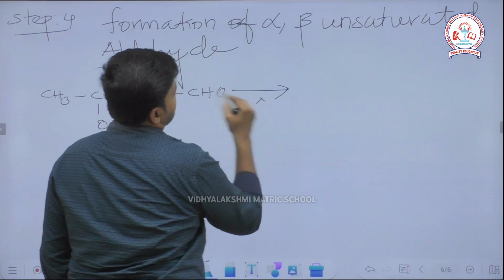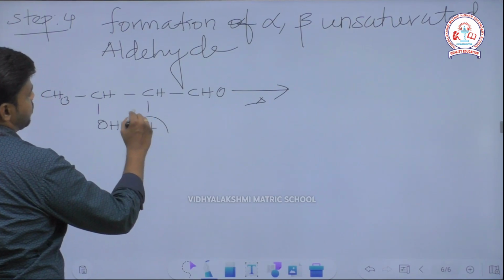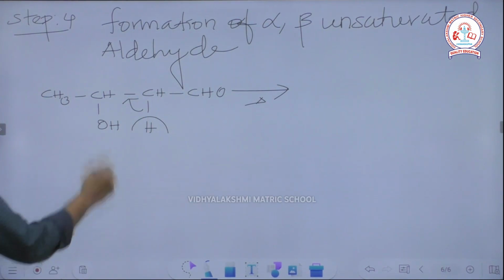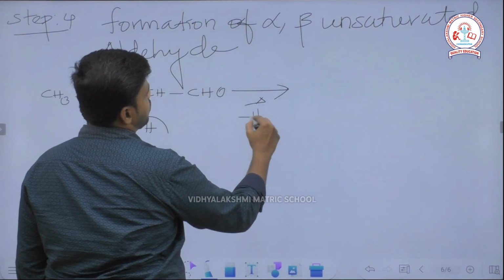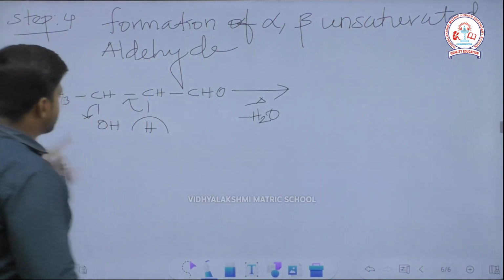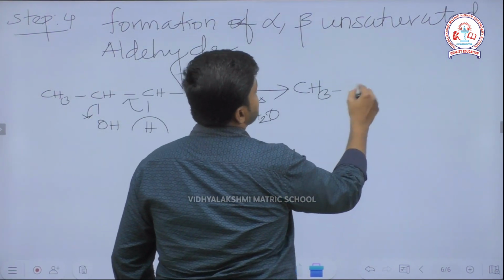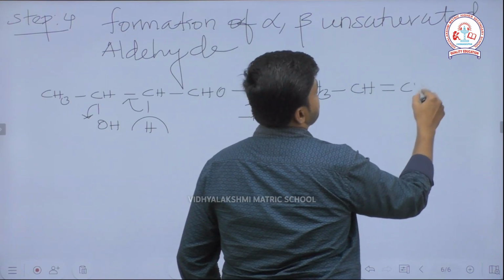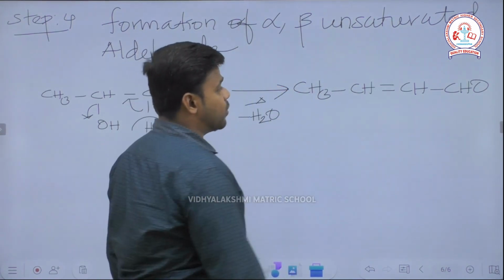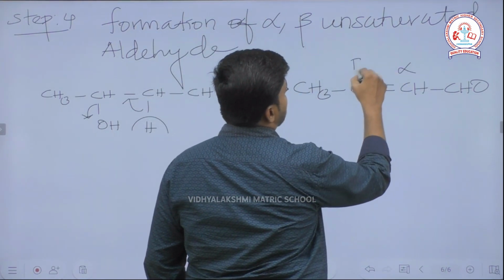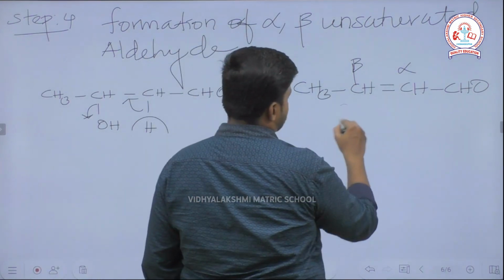This is quite unstable. So obviously hydrogen will go as H plus, this bond will shift and form a double bond between carbon and carbon. So the valency of this carbon becomes 5, so OH will go as H2O. So H2O goes out, then we have CH3, CH, double bond CH, single bond CHO. So this is the alpha beta unsaturated aldehyde. Why is it alpha beta? Between the alpha and beta carbon there is a double bond. So that is why it is called an alpha beta unsaturated aldehyde. We call it crotonaldehyde.